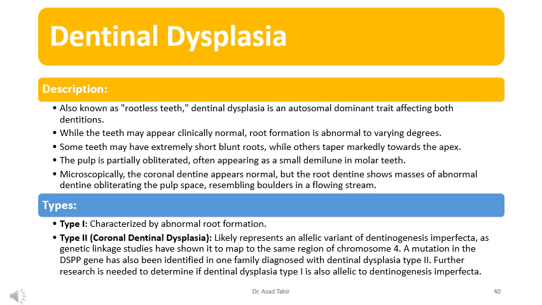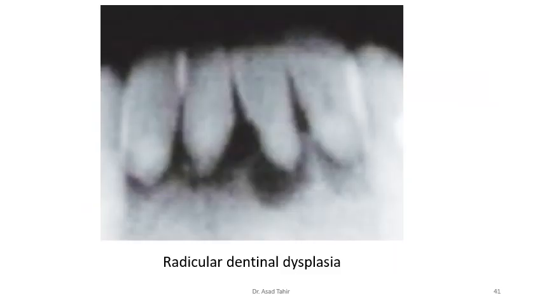Type 2, coronal dentinal dysplasia likely represents an allelic variant of dentinogenesis imperfecta, as genetic linkage studies have shown it to map to the same region of chromosome 4. A mutation in the DSPP gene has also been identified in one family diagnosed with dentinal dysplasia type 2. Further research is needed to determine if dentinal dysplasia type I is also allelic to dentinogenesis imperfecta.